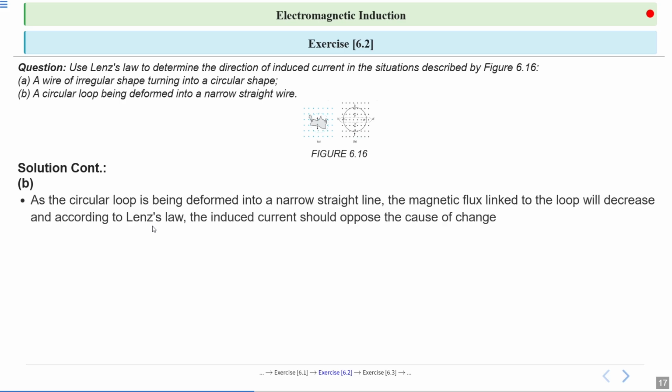Now B part. Now, the circular coil is being deformed into a narrow straight line. That means magnetic flux is being decreased. So now magnetic flux is decreasing. So induced current will be such that it will produce magnetic flux that will try to neutralize the decrease, that is, it will support the existing magnetic flux. So as the circular loop is being deformed into a narrow straight line, the magnetic flux linked to the loop will decrease. And according to Lenz's law, the induced current should oppose the cause of change.